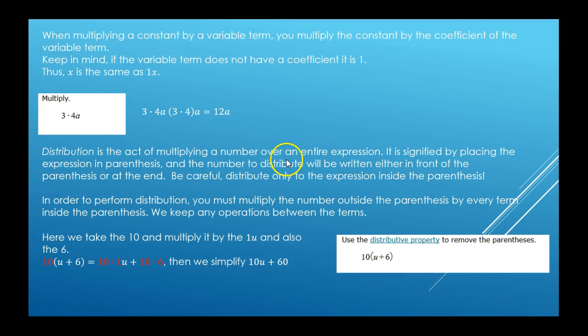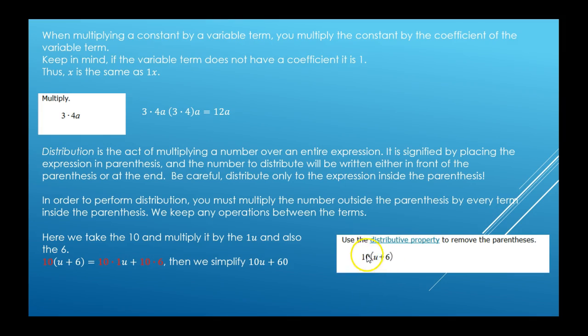Distribution is the act of multiplying a number over an entire expression. It's signified by placing the expression in parentheses, and the number to distribute will be written either in the front or the back of the parentheses. But be careful, when you distribute, it's only over the expression inside the parentheses. So in this expression, 10 times the quantity u plus 6, we're going to distribute the 10 over both of these terms.